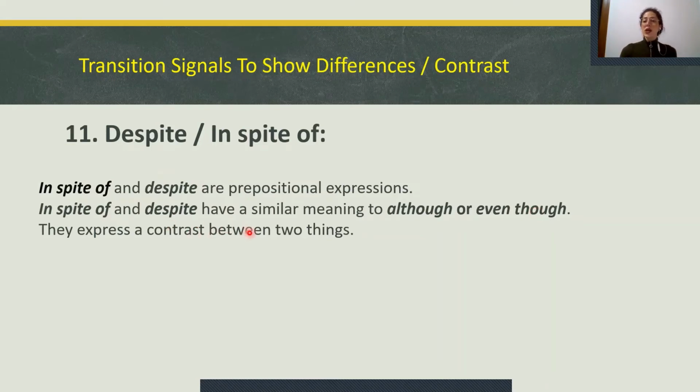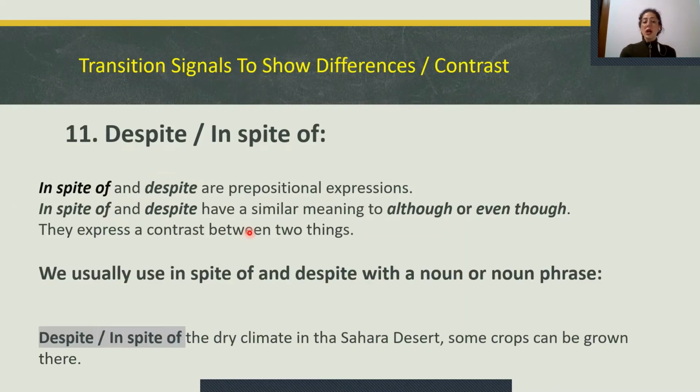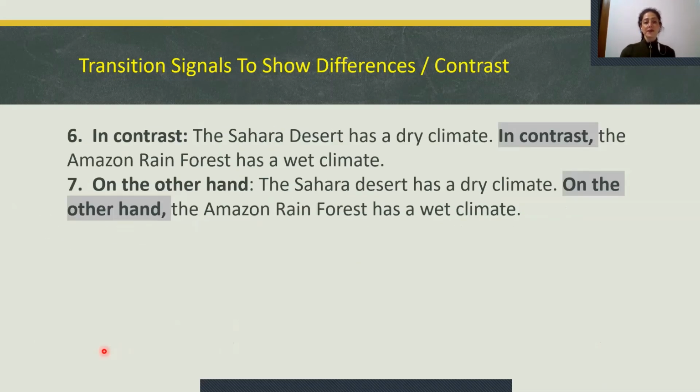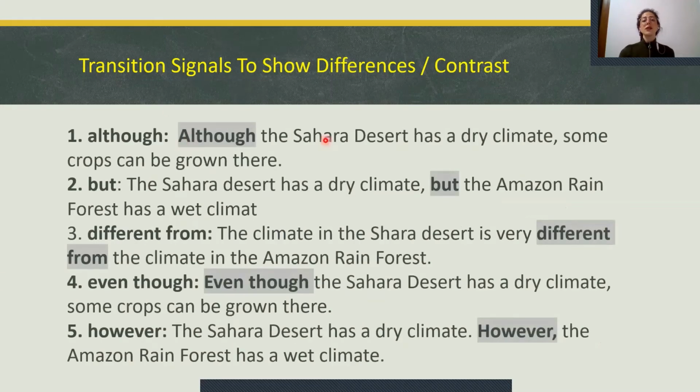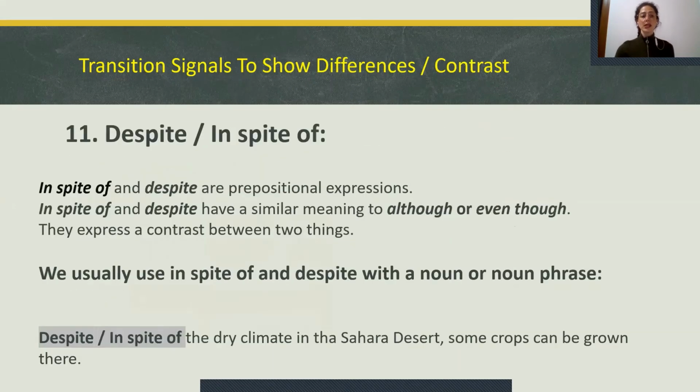They express the contrast between two things like although or even though, but we usually use in spite of and despite with a noun or noun phrase, while although and even though take a sentence. After despite and in spite of, I use a noun or noun phrase: despite the dry climate in the Sahara, some crops can be grown there. But with although, I use a full sentence: although the Sahara Desert has a dry climate. You have seen the difference, I guess.